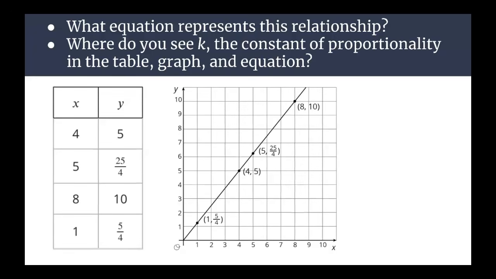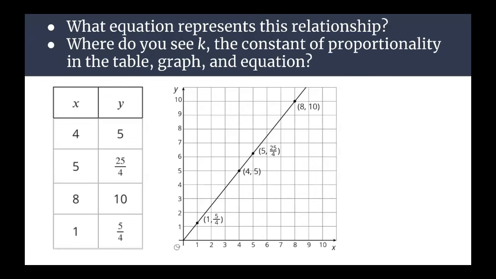All right, I've added a table with this graph, and I want you to figure out what equation represents this relationship. And when you've figured out the equation, I want you to notice, where do you see k, which is the variable that we use to represent the constant of proportionality? Where do we see that in the table, the graph, and the equation?